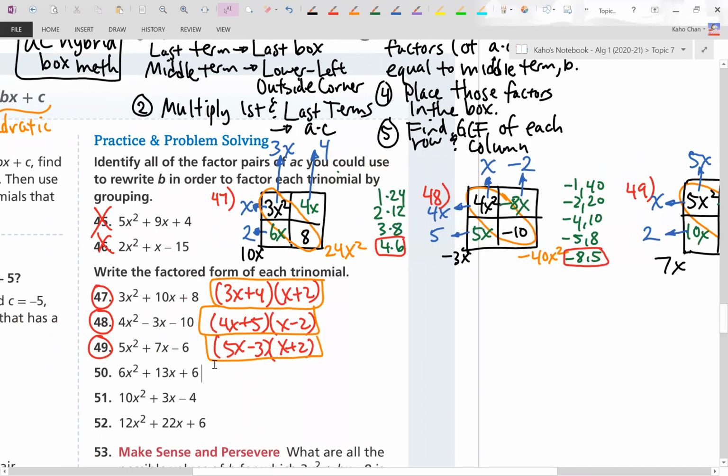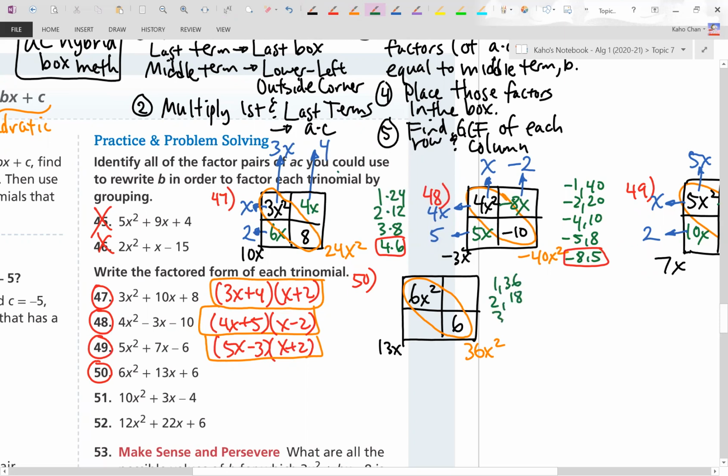Let's do number 50, sorry. Number 50, draw the box. Hope I don't run out of room here. First term, first box. Last term, last box. Middle term, lower left-hand outside corner. Multiply the diagonals up. Ooh, I have 36x squared. Let's think of all the possible ways of getting that. We have 1 and 36, 2 and 18, 3 and 12, 4. Oh, there it is. 4, 9. 4 plus 9 is 13. 4 times 9 is 36. Those go into the box.